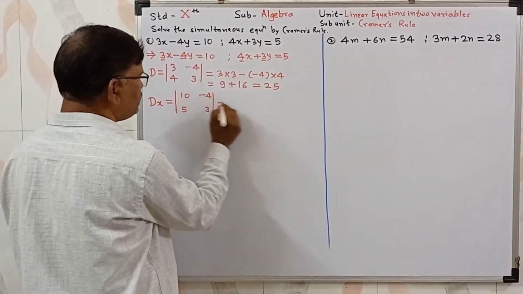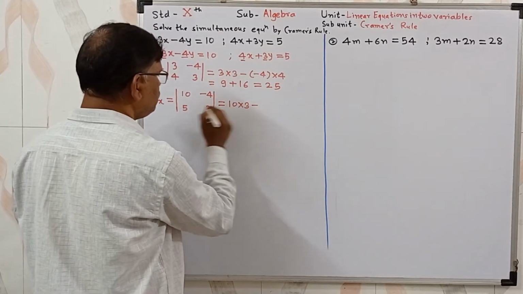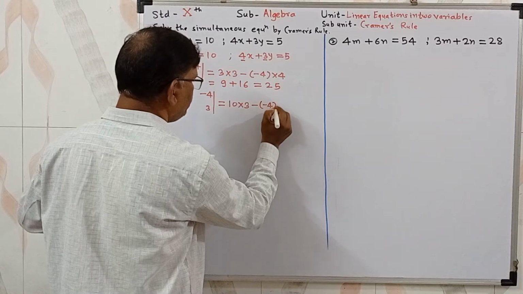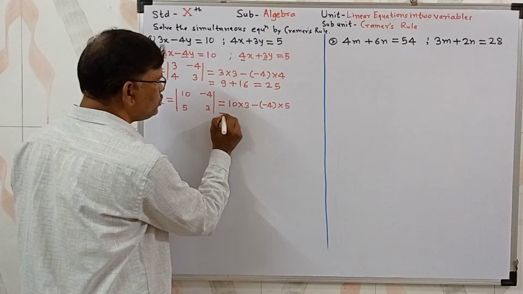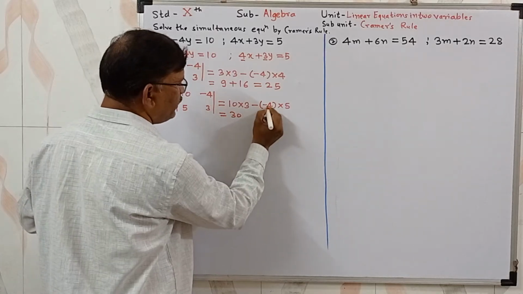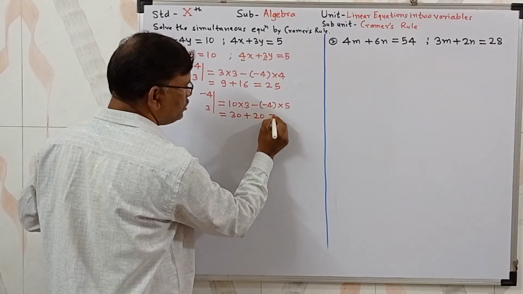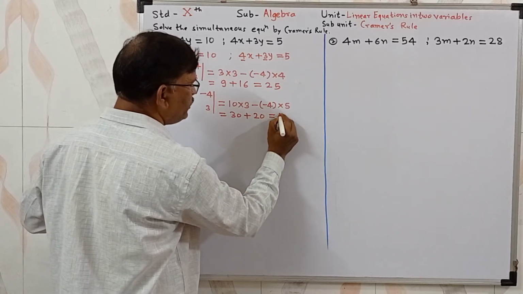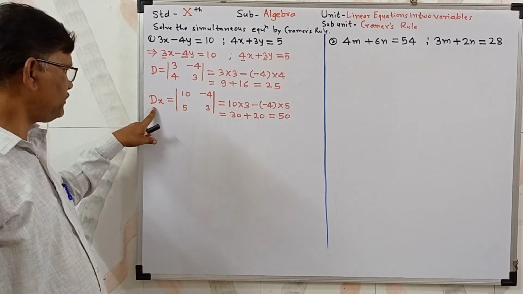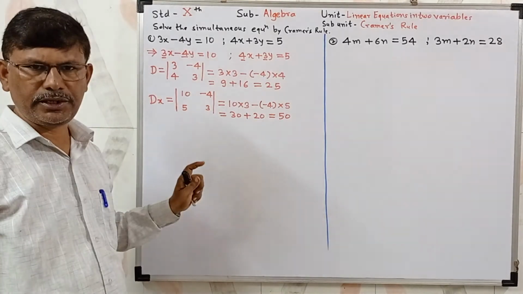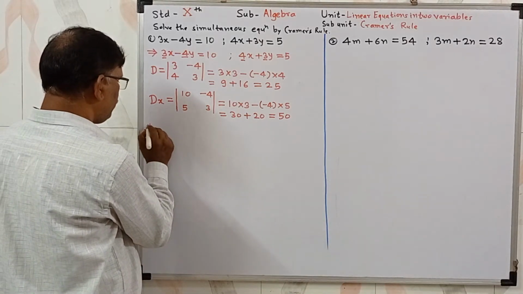We know how to do this, by cross multiplication: 10 into 3 minus 4 into 5. So 10 into 3 is 30, minus into minus is plus, 4 into 5 is 20. So 30 plus 20 is 50. So the value of this determinant Dx is equal to 50. Now the next one is Dy.